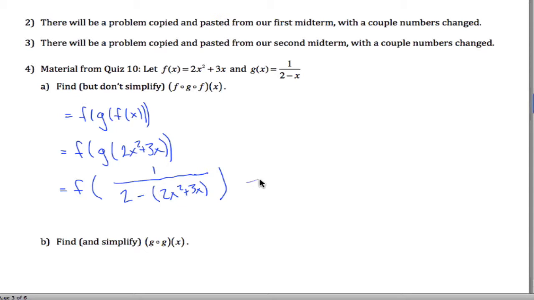And now I'm almost done. I just have to figure out f of this thing. I know f of x is this guy. So again, f of 5, change this x into a 5 and this x into a 5. F of this mess, just everywhere you copy f of x, except everywhere you see an x, change it into this mess. So instead of 2 times x squared, it'll be 2 times this mess squared.